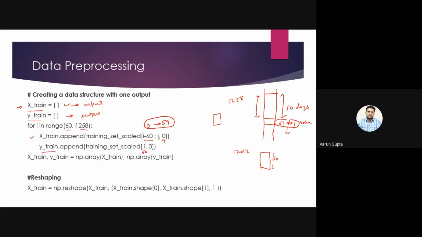This will happen for all records. So finally, your Xtrain will have all the chunks of data, one chunk of 60 values, another chunk of 60, another chunk of 60, like that. So this will be your Xtrain. And the corresponding Y train will have one value for each chunk. So this will be our Y train, and this will be our Xtrain.